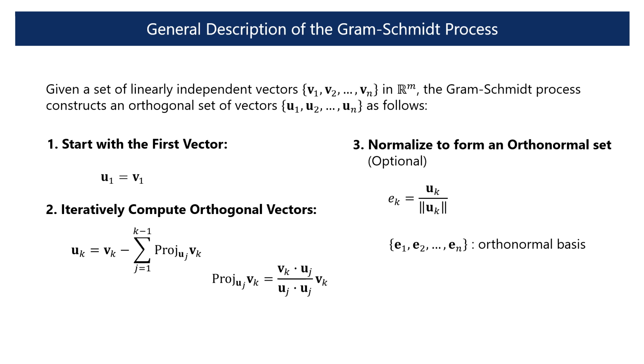Third, normalize to form an orthonormal set. If an orthonormal set is desired, normalize each orthogonal vector uk by dividing it by its norm. The resulting set will be an orthonormal basis.